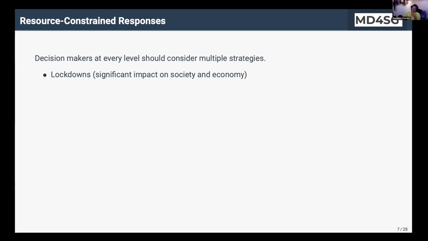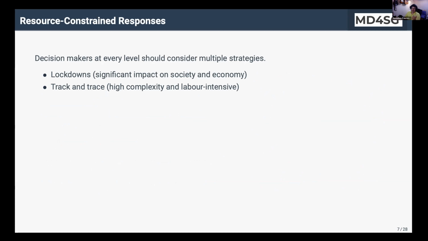And so there have been a multitude of resource-constrained responses that we've already seen, and perhaps the most impactful for our day-to-day lives is that of a lockdown. And many countries have seen lockdowns which have helped to alleviate the spread of the virus, but at a significant impact to local economy and well-being.